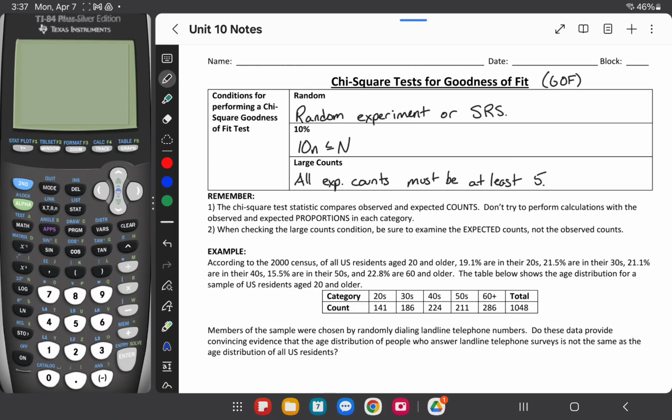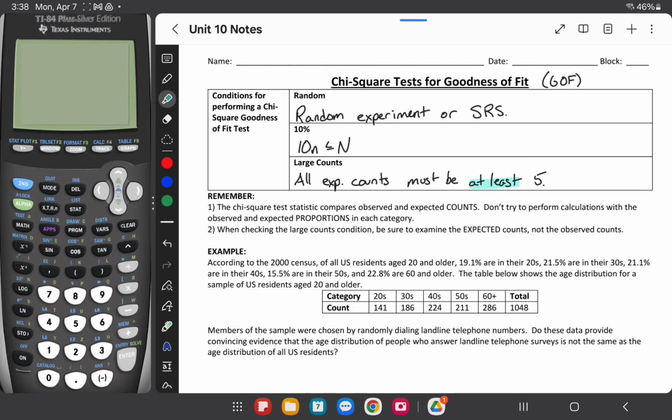First of all, data needs to come from a random experiment or simple random sample. 10% condition still required for standard deviation. We're taking 10 multiplied by our sample size, making sure that that's less than or equal to our population. And then large counts says that all expected counts must be at least 5, meaning greater than or equal to. Those words at least are important because in other chi-square tests, they need to be more than 5, whereas here for goodness of fit, they just need to be greater than or equal to 5.